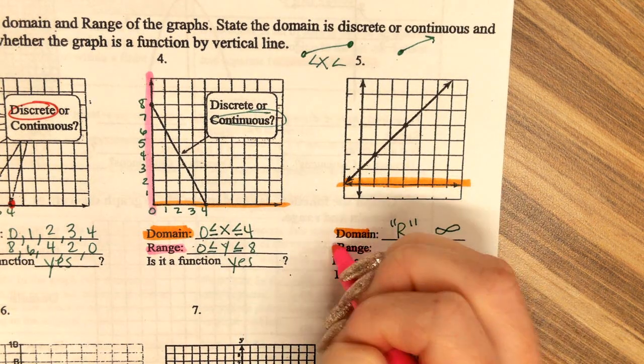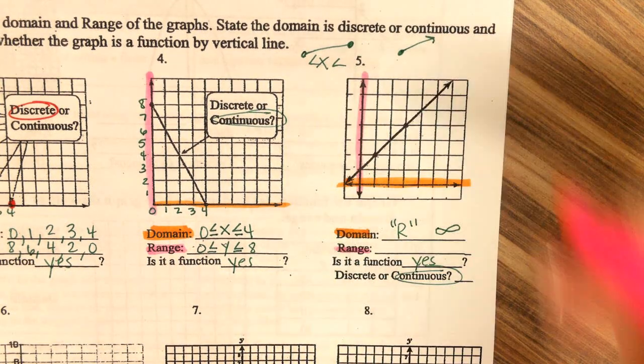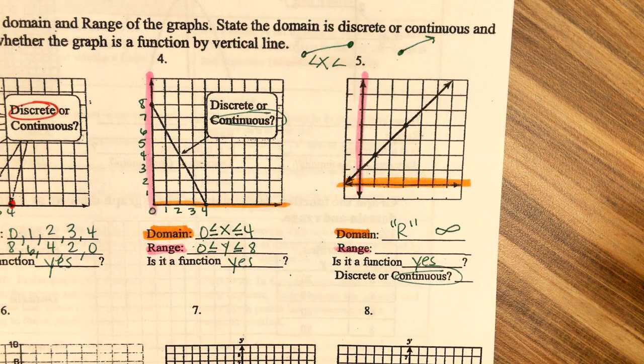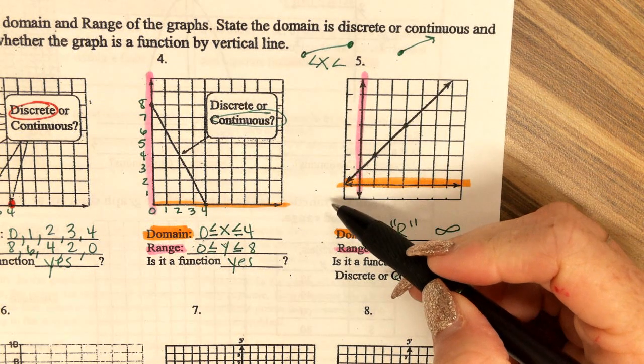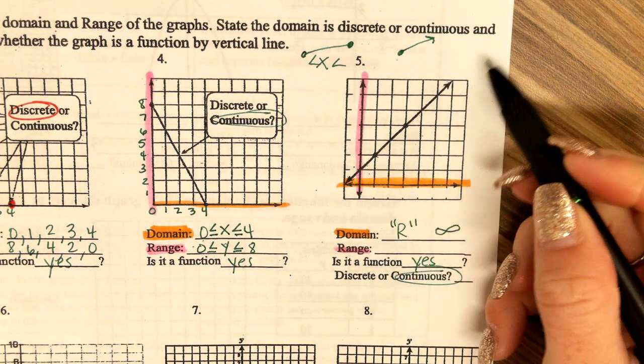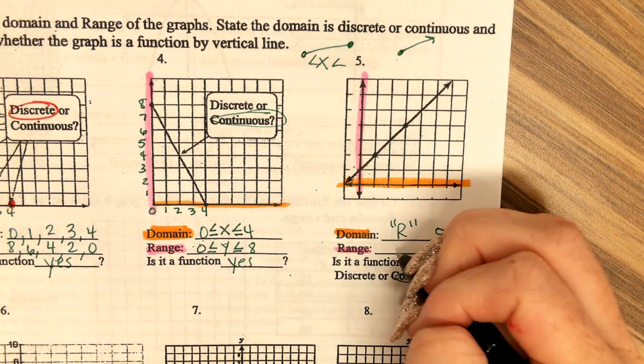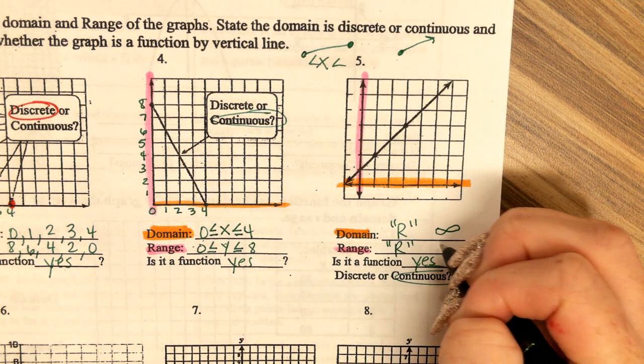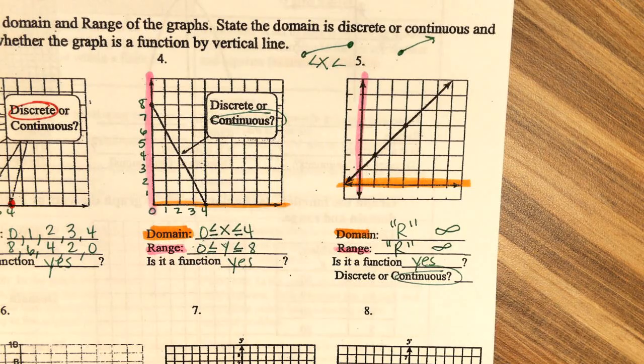Okay, look at the range. Is it going to keep going down forever? Is it going to keep going up forever? So the range is also all real numbers or infinite solutions. You don't have to write both.